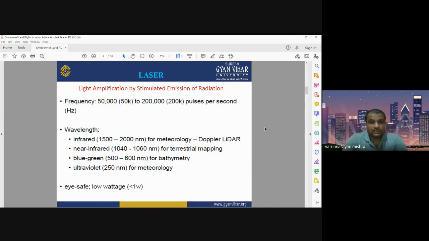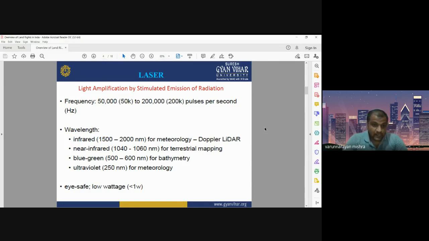You all must have heard this word laser. Laser is used to produce the optical pulses. Its full form is light amplification by stimulated emission of radiation, LASER. If you are from a physics background, you must have heard this word. Laser is used to produce very high energy optical pulses. Its frequency is around 50,000 to 2 lakh pulses per second, meaning in a second it can produce 50,000 to 2 lakh pulses.